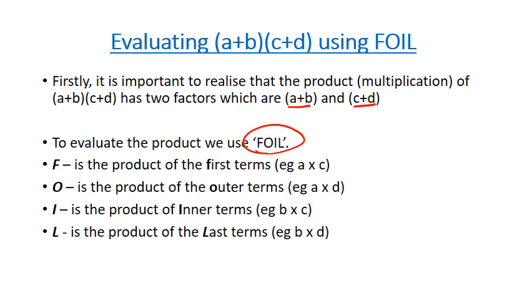Now FOIL stands for the product of the first terms. So if we're using our example, we can see that the first terms are the A and the C. O in the FOIL represents the outer terms. I'll use a different color. The outer terms are the A and the D. The I represents the inner terms, which is the B and the C. And the L in FOIL represents the last terms, which is the B and the D. So essentially, all of the terms on opposite brackets are being multiplied together.